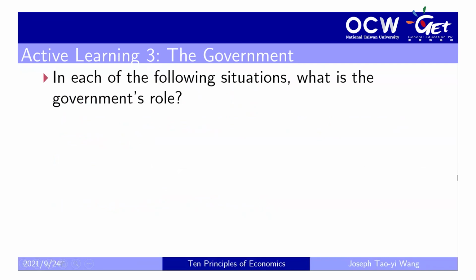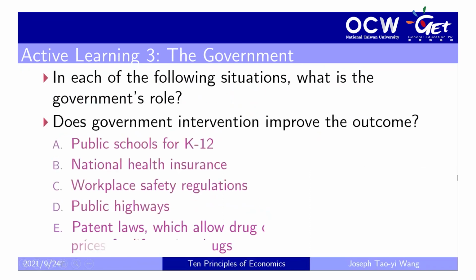Okay, so let's think about the following situations and what the government's role is in these situations, and whether the government improves the outcome. Think about public schools. Schools in Taiwan from K to 12 are mostly public. There are a handful of private schools in Taiwan. If you're rich enough, you can go to those private schools. So compared to a situation where it's mostly private schools or very few public schools, does this governmental intervention of providing public education improve the outcome? That's the question you want to ask.